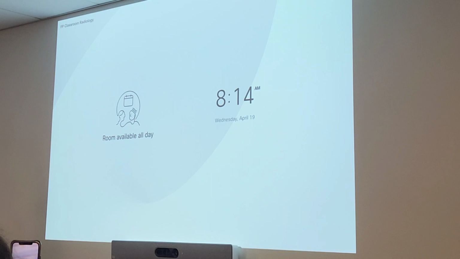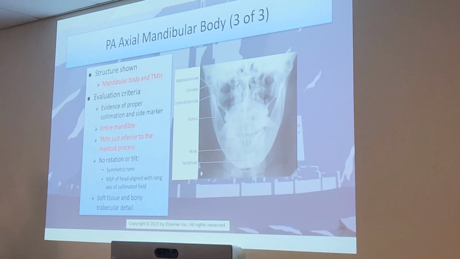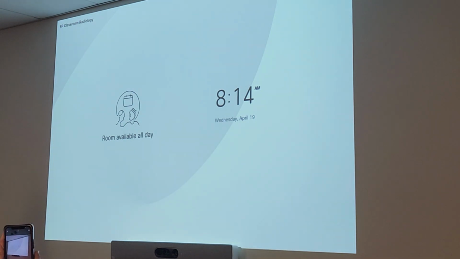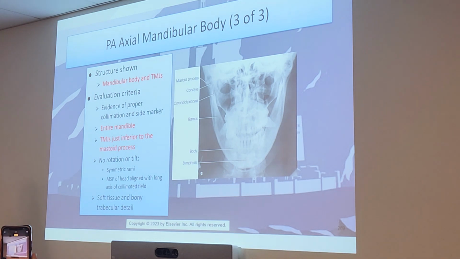I was going faster. Let's just really stop. Like, this is making my head hurt. So the regular mandibular body, we don't see it. Take the picture, take the picture.